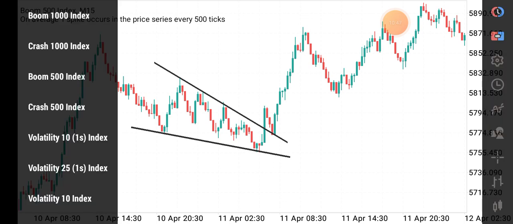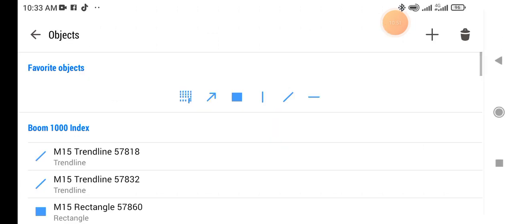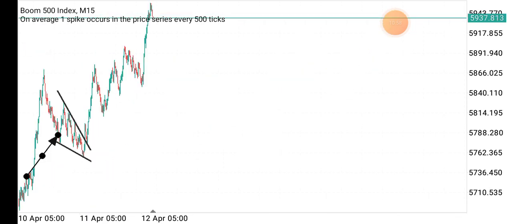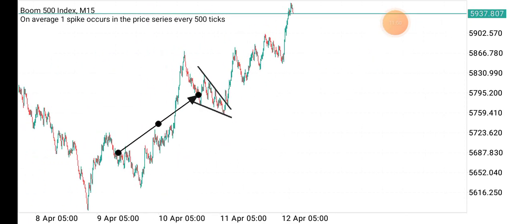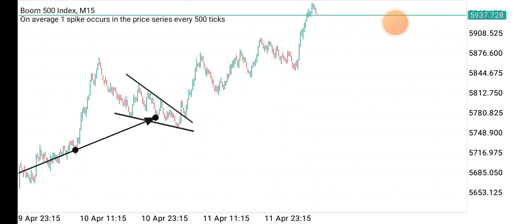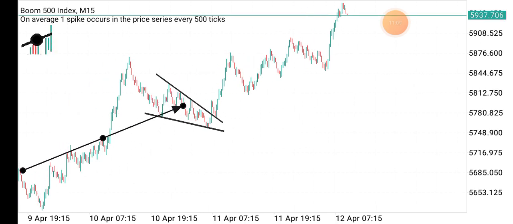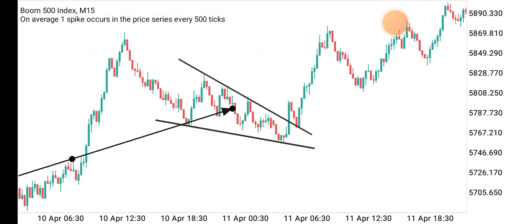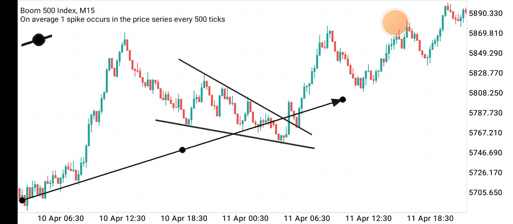So for this one, I saw this particular setup here, and once you see this shape, this pattern on the chart, it indicates a possible continuation, as the market has been bullish on this pair for a while. This is a descending wedge pattern, or they call it a bearish flag, and it indicates a continuation in the market.